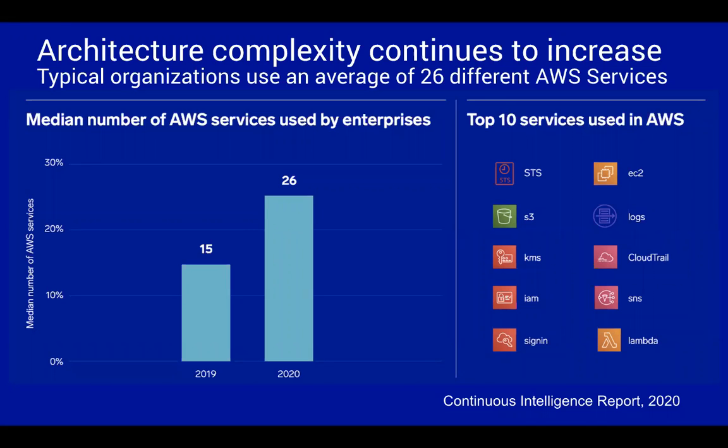From 2019 to 2020, the median number of services used by an enterprise jumps from 15 to 26, which is a pretty staggering number for us to see, really extensive use across all of the various services that AWS has to offer. And these are the top services that our customers are using over here on the right.